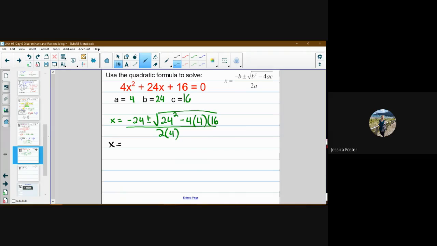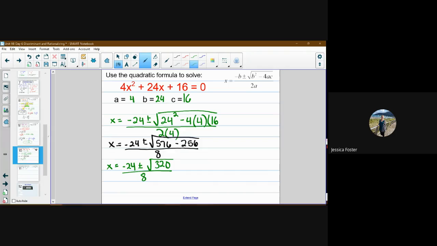All right, so then simplifying. Negative 24 is going to stay the same, plus or minus. Well, 24 squared is 576. 4 times 4 times 16 I'm going to be subtracting 256. And all of that is going to be divided by 2 times 4, which is 8. All right, so we have x equals negative 24. Nothing's changed there yet. Plus or minus the square root. 576 minus 256 is 320. All of that divided by 8.